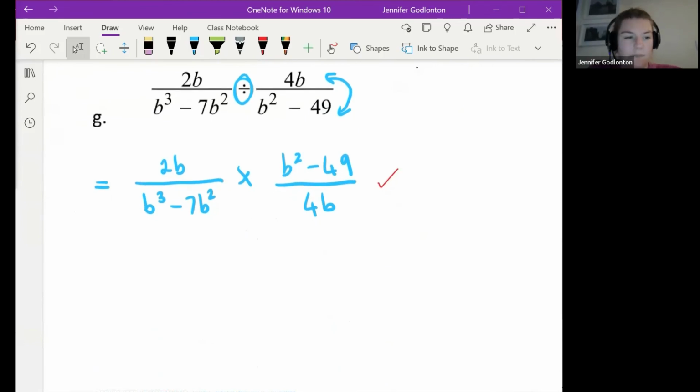Okay. So that's our first step. Hopefully we found our first step okay. And then we are going to want to factorize those two.